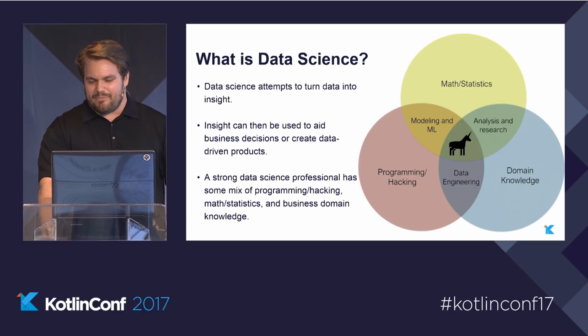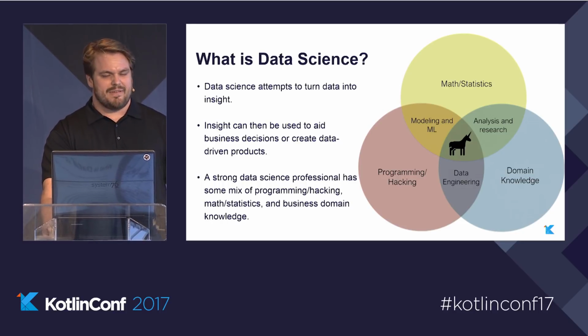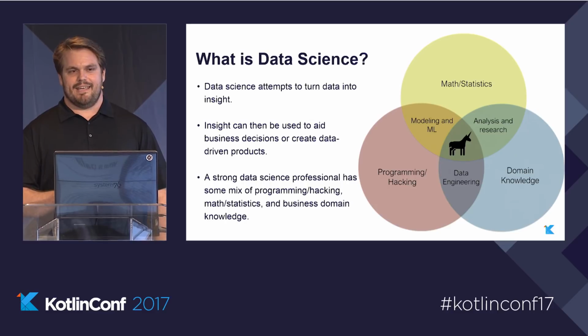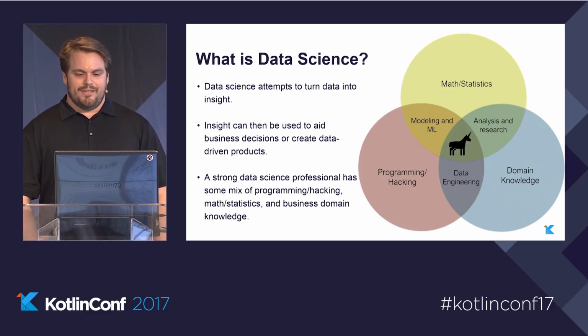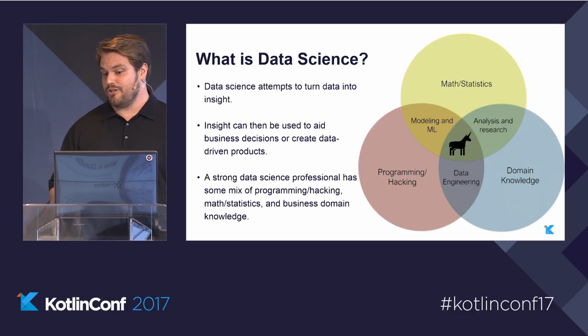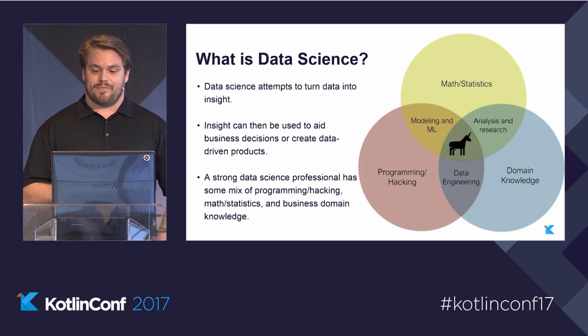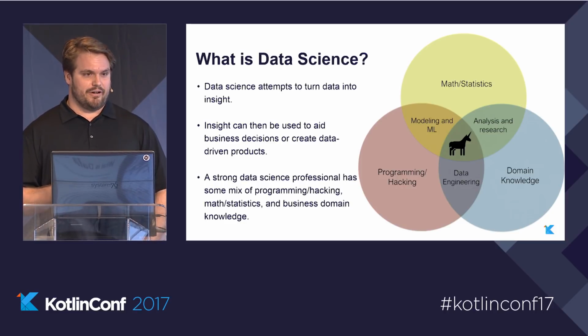And a strong data science professional has some mix of programming, hacking, math statistics, and business domain knowledge. So those 3 domains are what defines a data scientist or a data science professional. If you look at this Venn diagram, this is anecdotally what I've seen to be the most accurate. Between math statistics, programming, hacking, as well as domain knowledge, there are 3 overlaps that go into modeling and ML, which is machine learning, analysis and research, as well as data engineering.